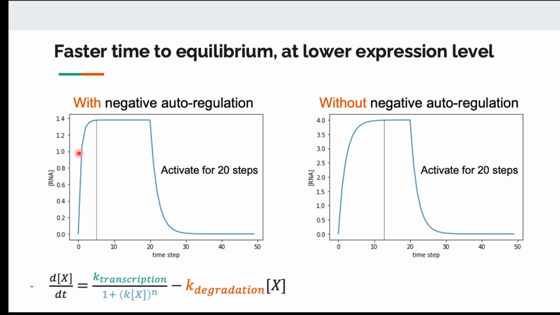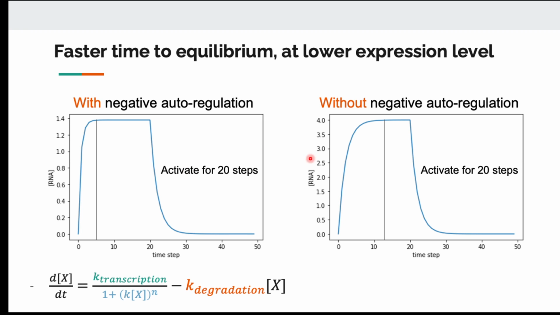So the graph is going to look not so different from before. This is without negative autoregulation, so this is the behavior that we saw before. We increase, then reach equilibrium, and then decrease. With negative autoregulation, it looks almost identical. So you might ask why do we have this in nature? Why do some genes or some proteins have to regulate themselves in a negative fashion?